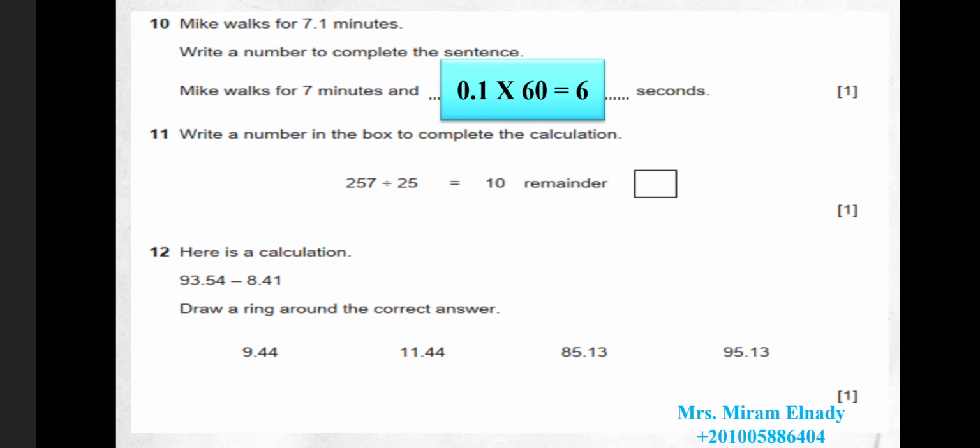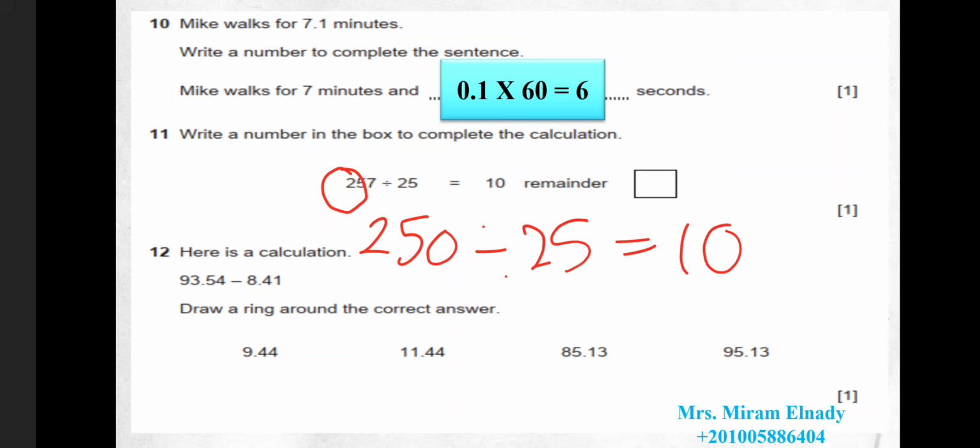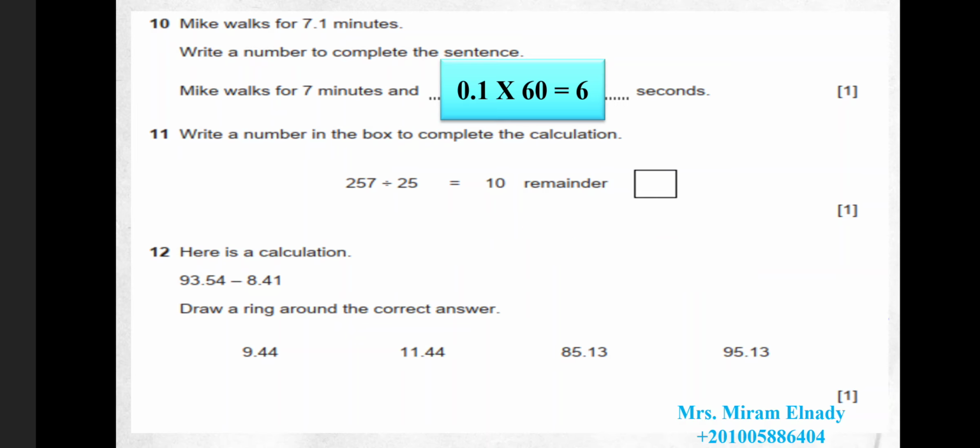257 divided by 25. Here we have 200, it's almost 250. Divide by 25, it's 10. But I have here more than 7, the remainder, so the remainder will be 7.